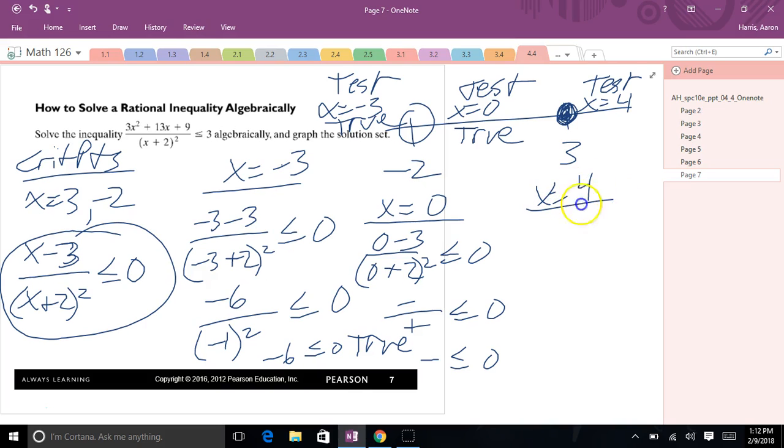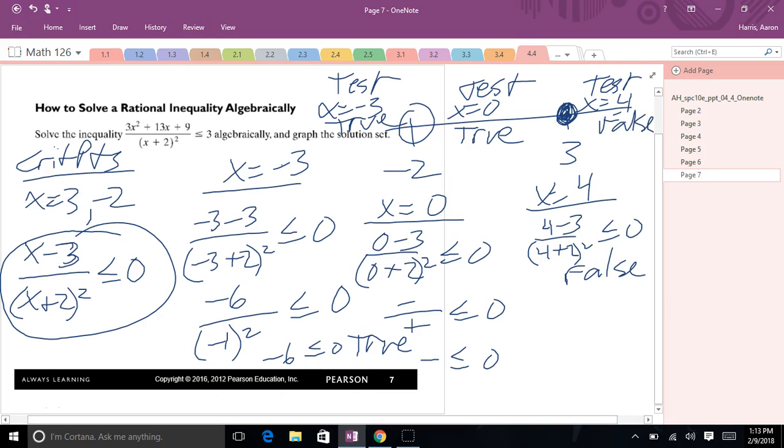Now we're going to test the 4. Throw the 4 in. I've got 4 minus 3 over 4 plus 2 squared. So I've got a positive on the top. I've got 1 over 6 squared, 36. Is a positive number less than or equal to 0? False. So this is false out here.